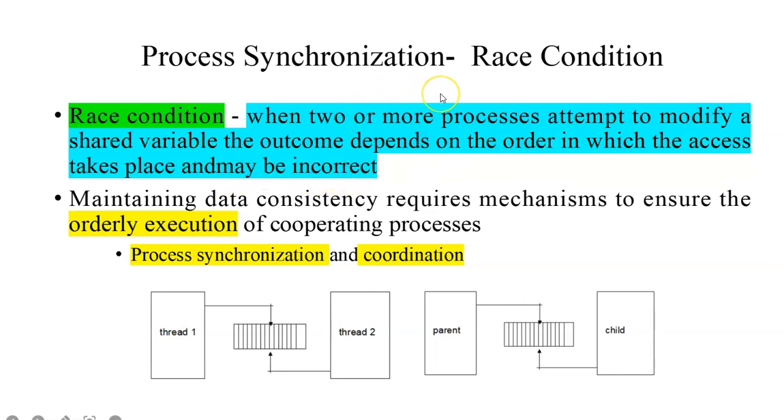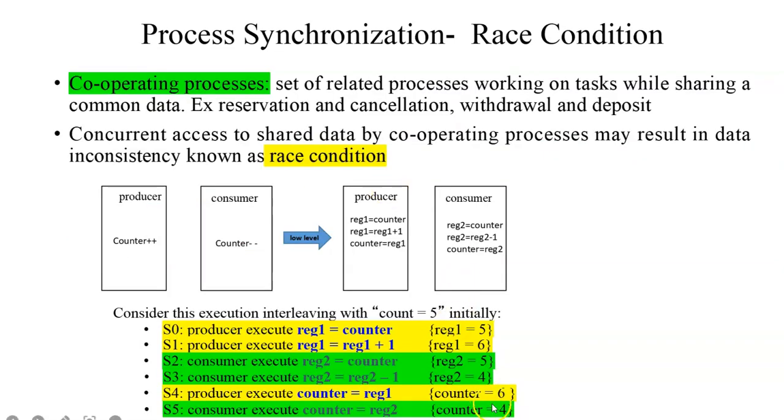So when two or more processes are accessing a shared variable, then the outcome depends on the order in which the processes access the data, and it might be incorrect. So here we have seen it might be 4 or it might be 6.